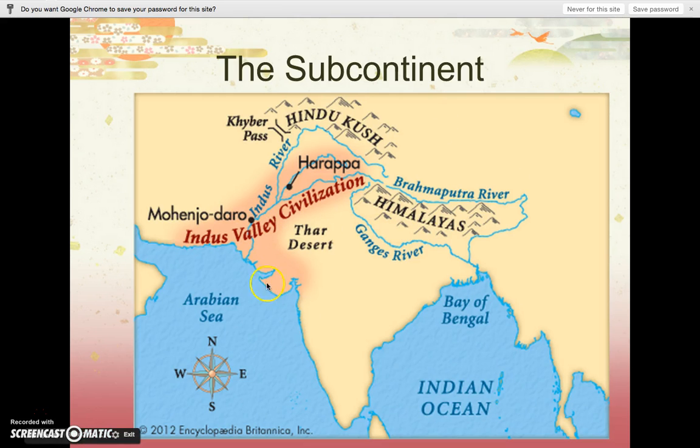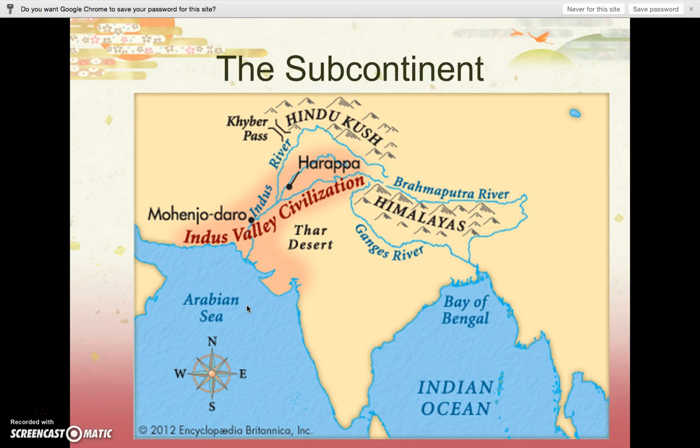Again, this is the subcontinent of Asia, right? So it is part of Asia, but since it ultimately is a peninsula that juts out into the Indian Ocean, it's not seen as Asian just in the traditional sense of the word. We would say South Asian to make that distinction.